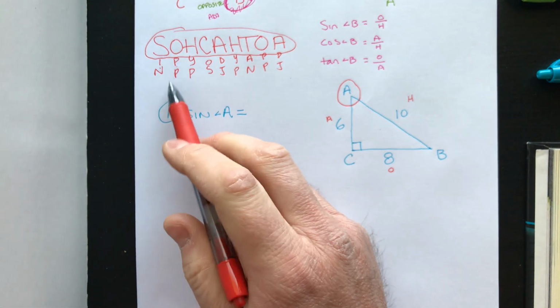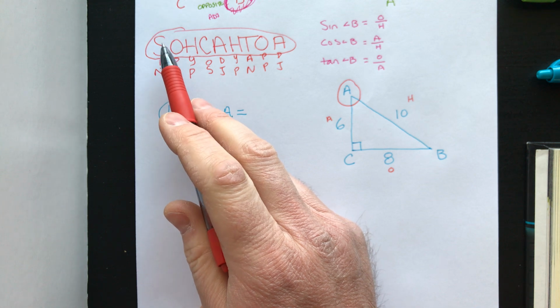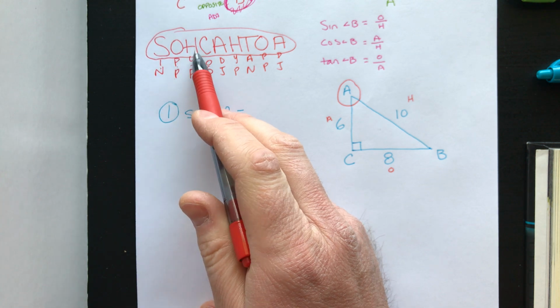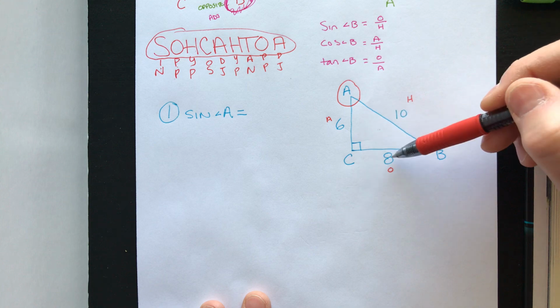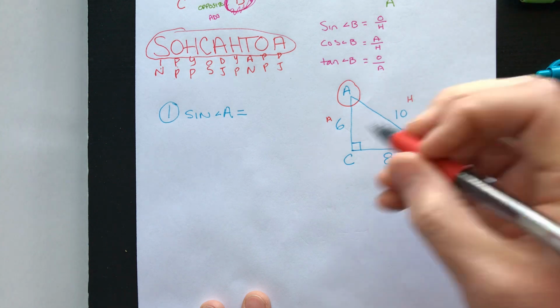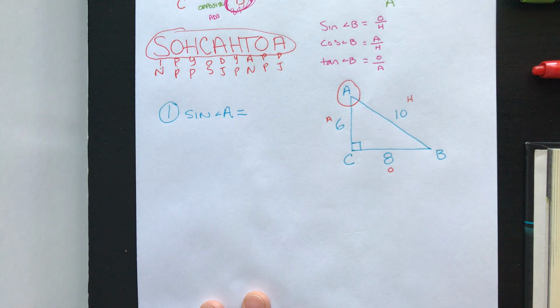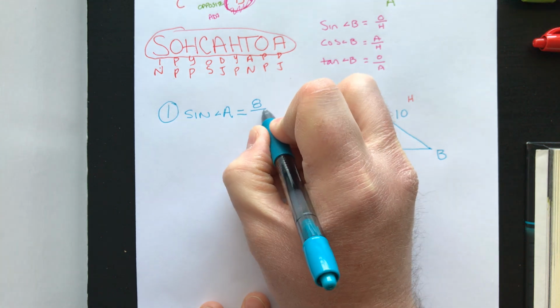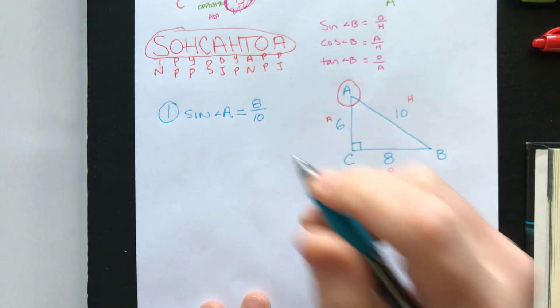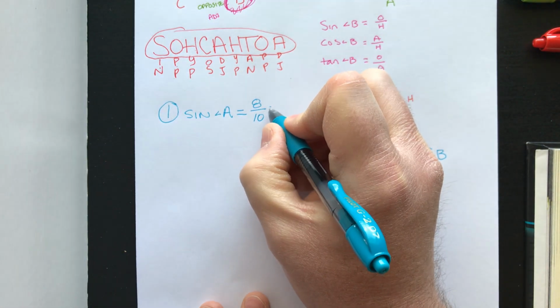According to SOHCAHTOA, the sine is opposite over hypotenuse. So the opposite is 8. The hypotenuse is 10. So it would be 8 over 10. All right? And that can be reduced to 4 over 5.